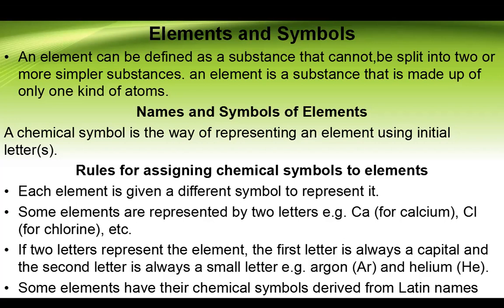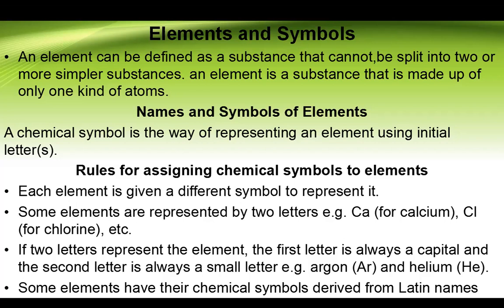So if two letters represent the element, the first letter is always a capital letter and the second one is always a small letter. So you can't write both of them in caps or in small letters. So that's how you have to represent the letters. Example, maybe aluminium, you can see A starts as a capital letter, then l as a small letter. Then also example, helium, H starts as a capital letter, then e as a small letter.